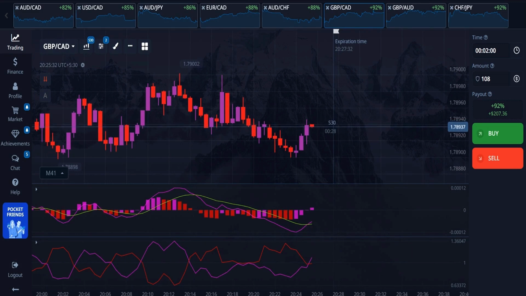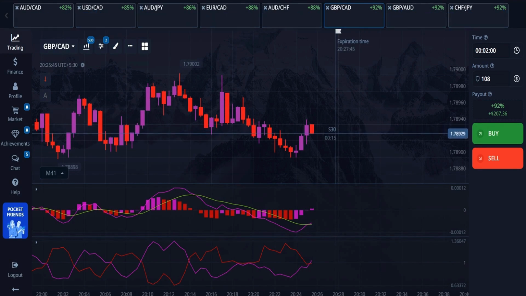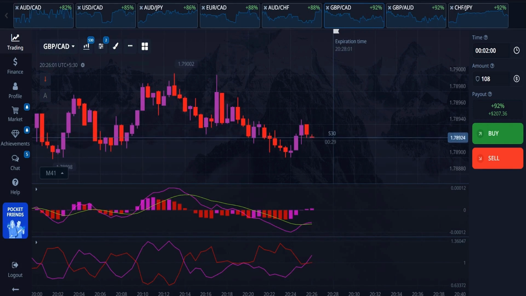All right, traders, let's get started. As you can see here, the blue line of the MACD indicator has crossed above the red line below the zero line. At the same time, the blue line of the Vortex indicator has also crossed above the red line. According to our strategy, this is a strong buy signal.